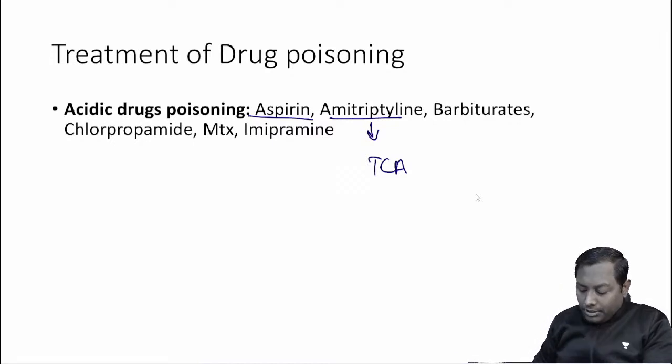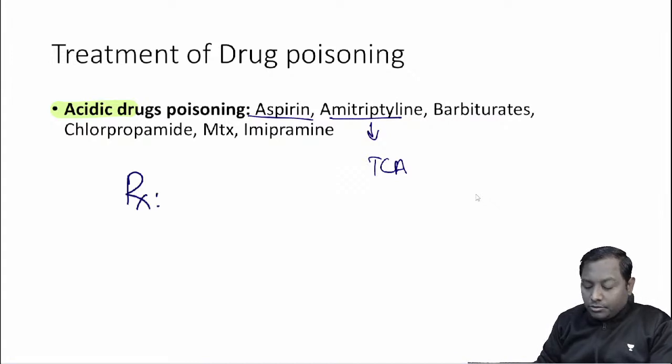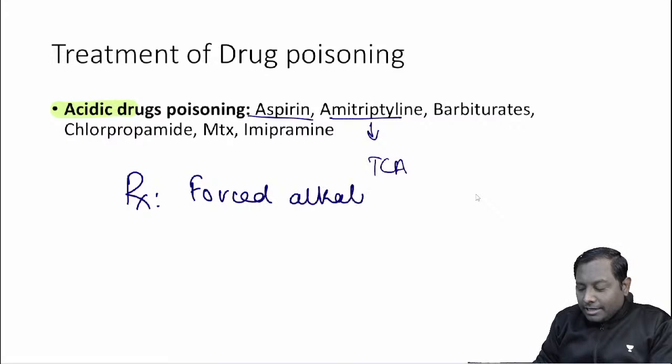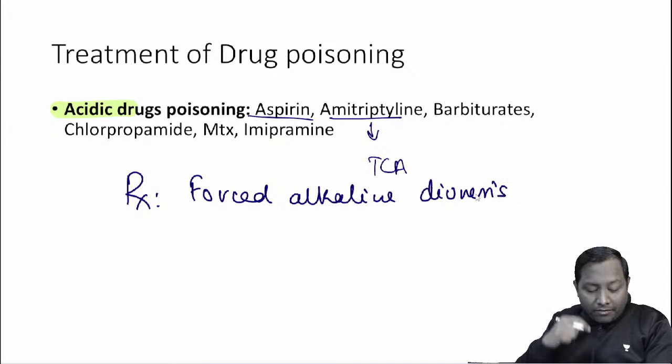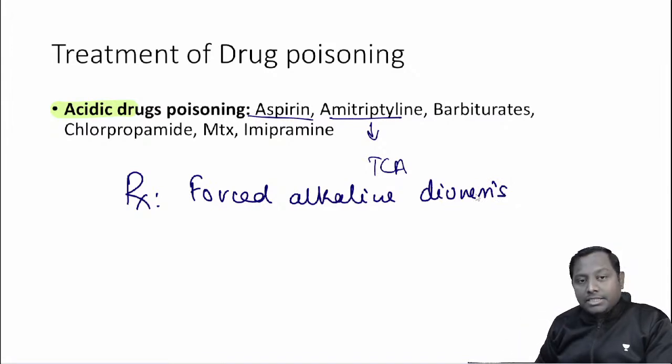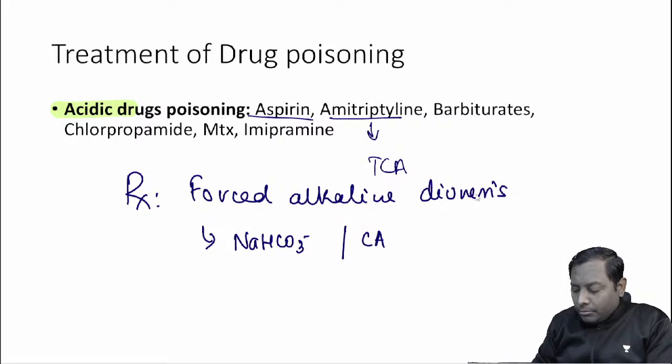All of them are actually acidic drugs. So you all know, if there is any acidic drug poisoning, what will be the antidote? You all know the treatment for this scenario is going to be forced alkaline diuresis. Please do not make a mistake in this one; it's asked very, very frequently, and again we are discussing this. So for forced alkaline diuresis, what will you use? You will be using sodium bicarbonate, or you can even use a carbonic anhydrase inhibitor.